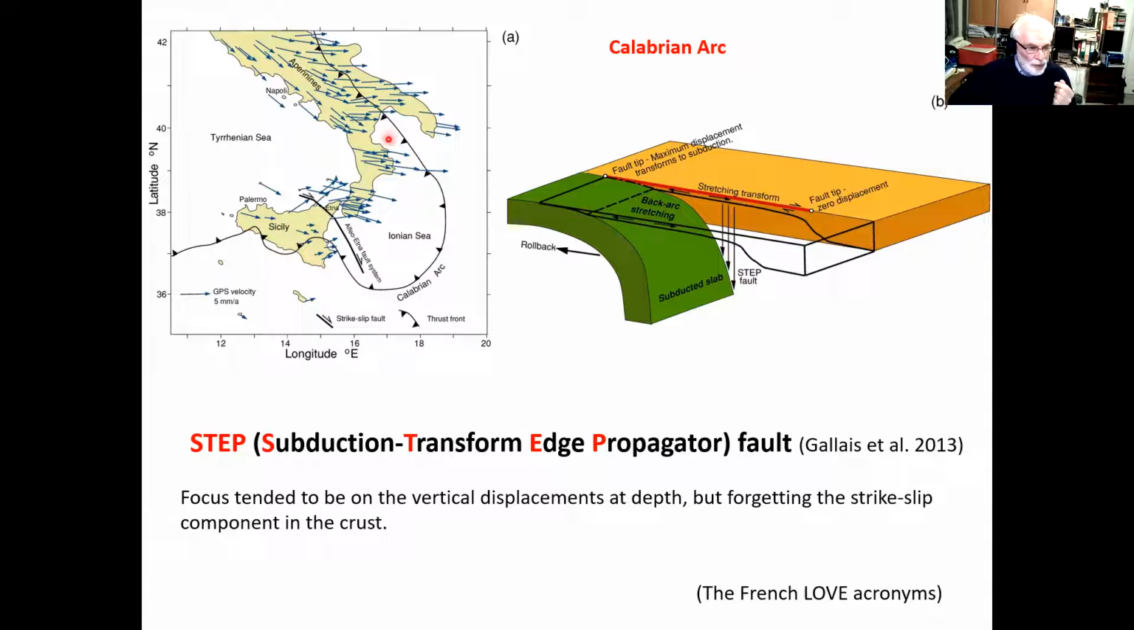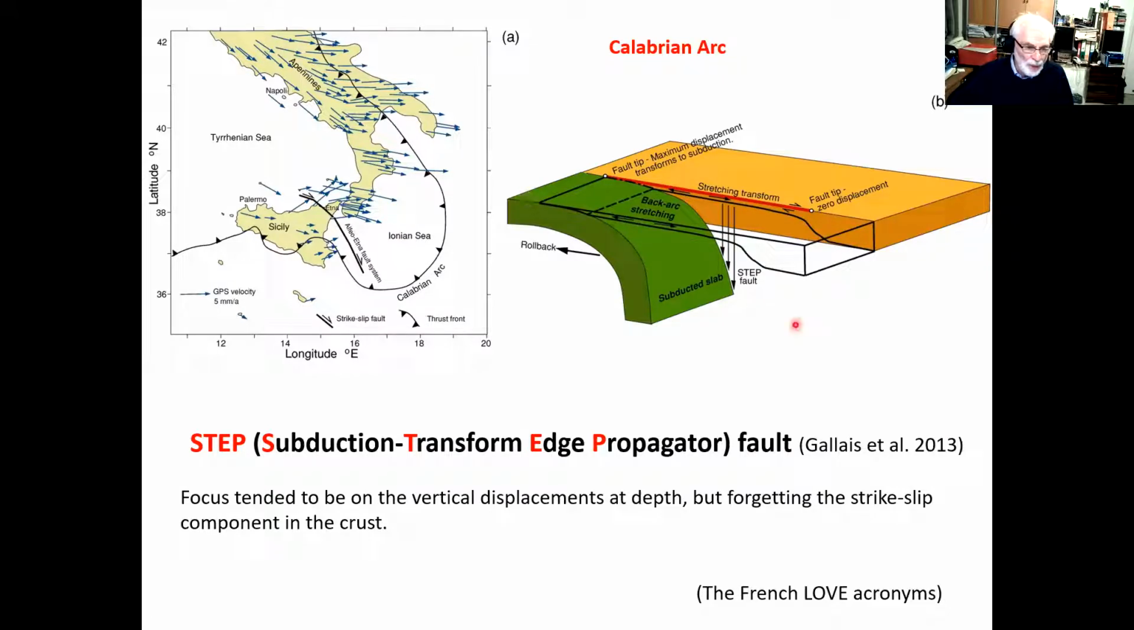And if we take a view looking down towards the southwest, from up here down that way, this is what we might see. This is our subduction zone. This is the subduction of the Calabrian arc. And we have rollback, so that this hinge is migrating back that way.